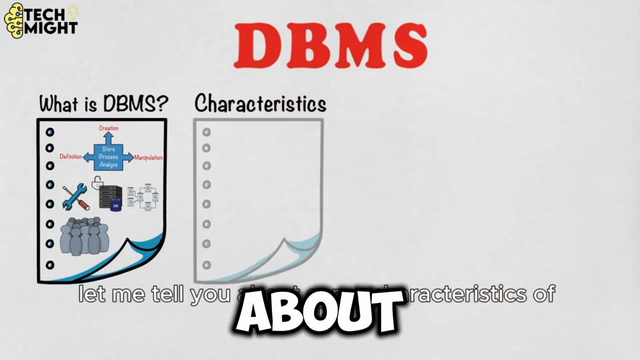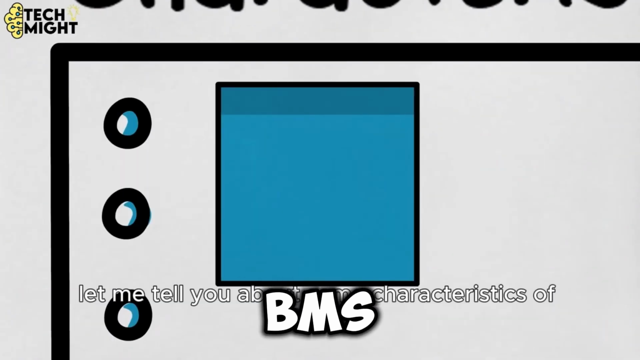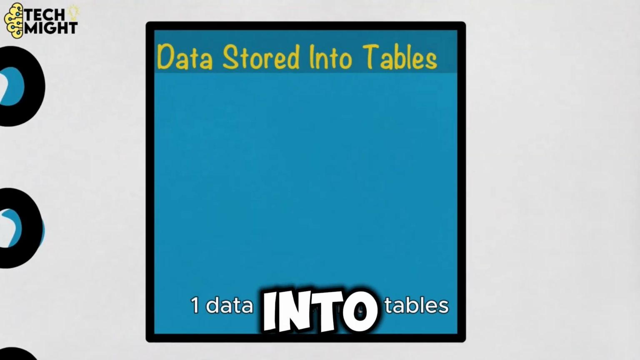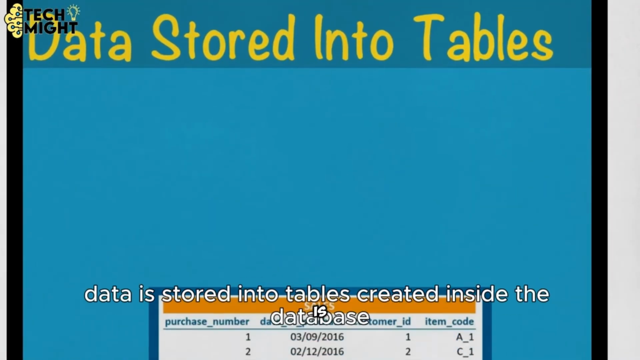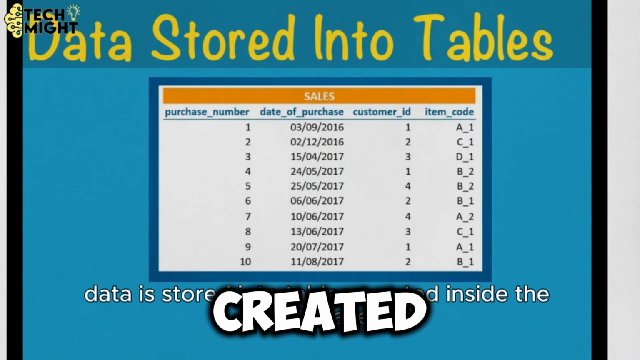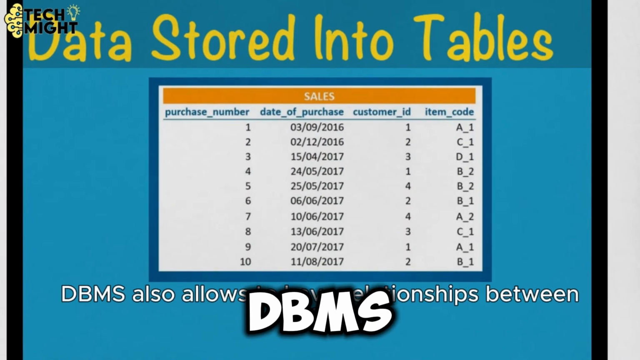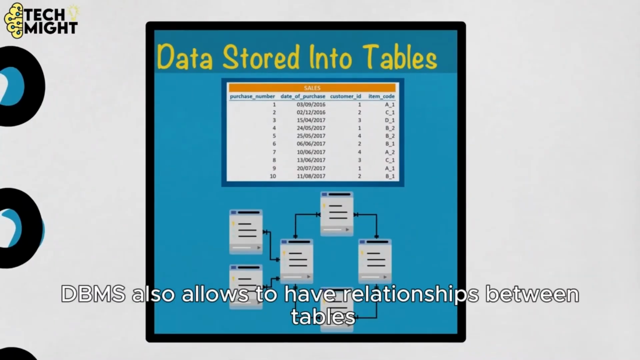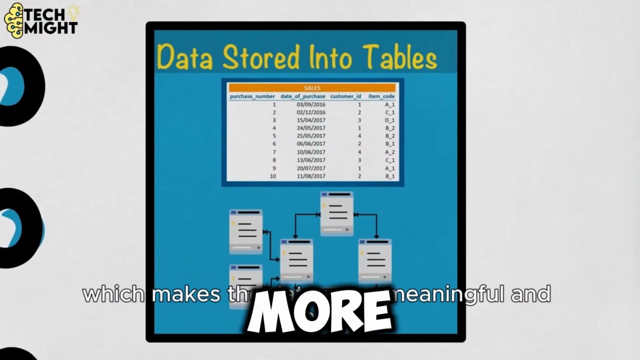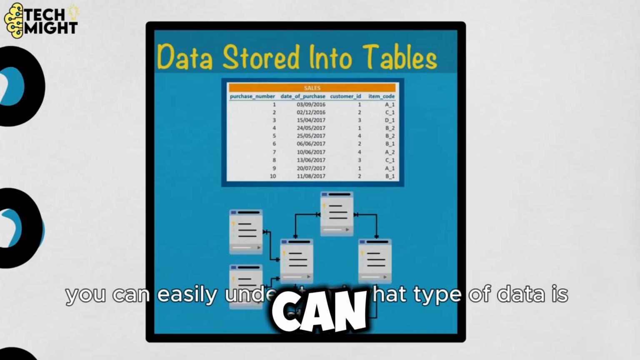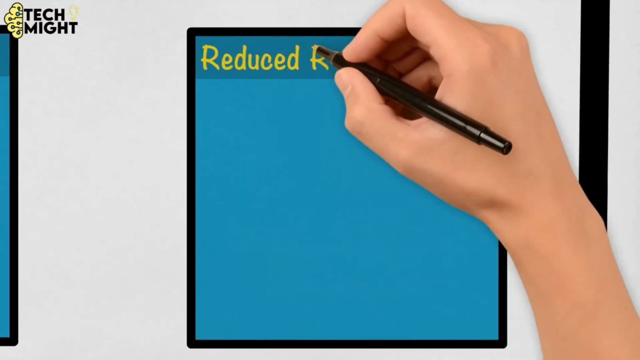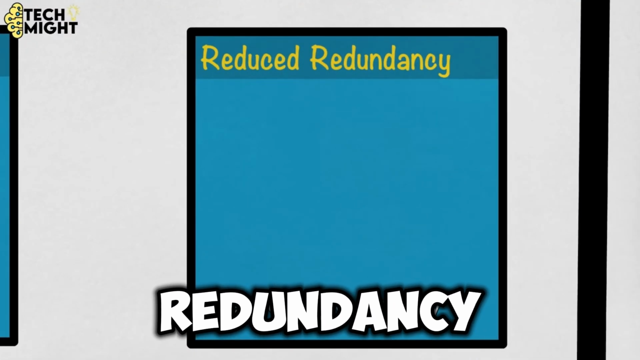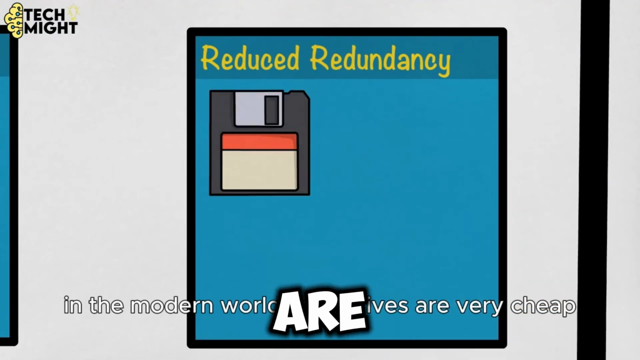Let me tell you about some characteristics of DBMS. 1. Data stored in tables. Data is never directly stored in the database. Data is stored in tables created inside the database. DBMS also allows relationships between tables, which makes the data more meaningful and connected. You can easily understand what type of data is stored where by looking at all the tables created in a database. 2. Reduced redundancy. In the modern world, hard drives are very cheap.